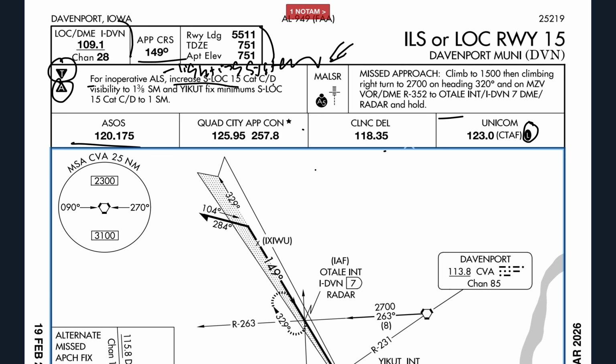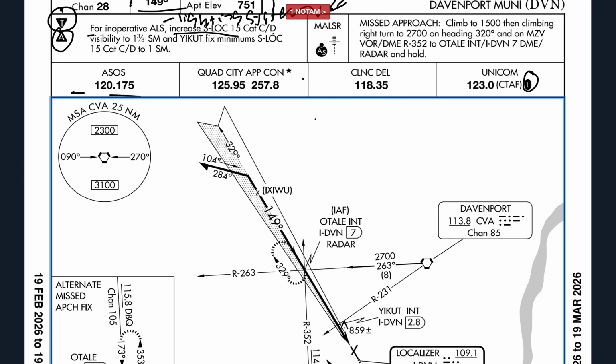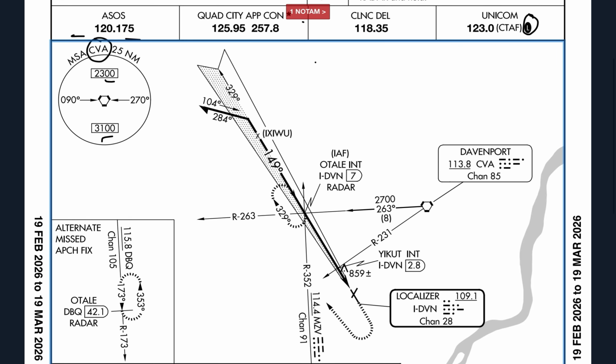Let's start with the MSA here. It tells us what the minimum safe altitudes are, and this is all relative to CVA. And mind you, CVA is this right here. And so if we're coming from the north, it's 2300. If we're coming from the south, that's 3100. All right, now we can see the approach.